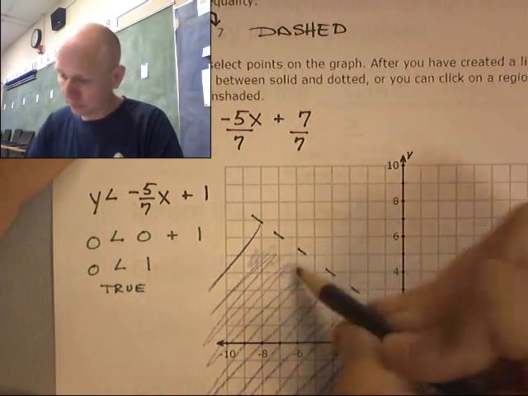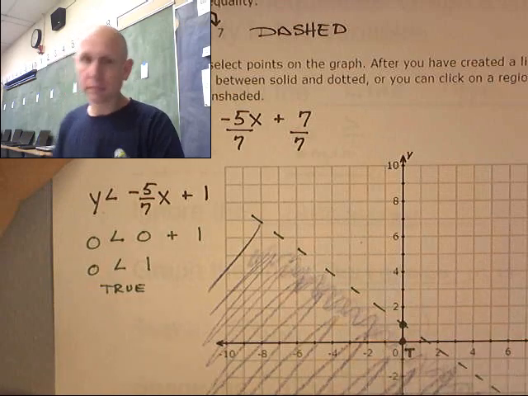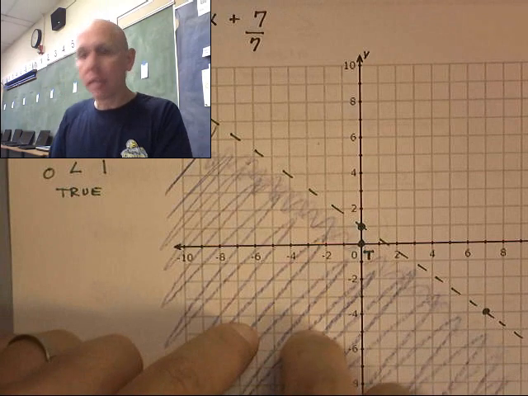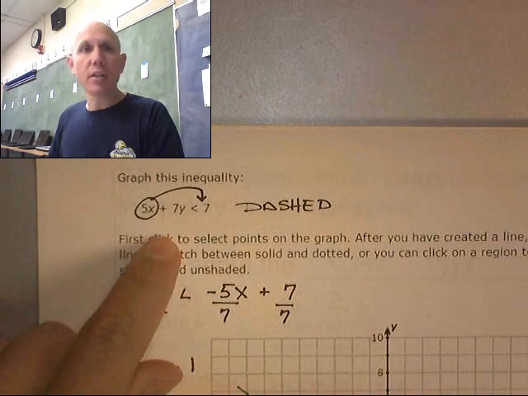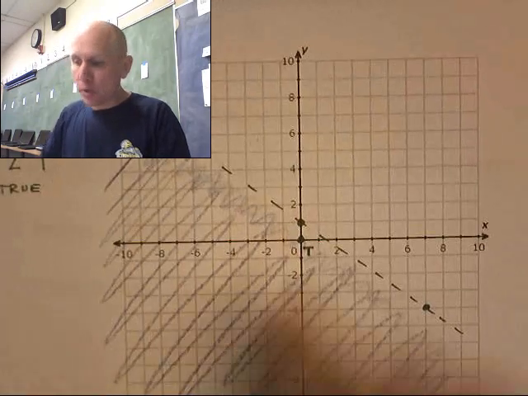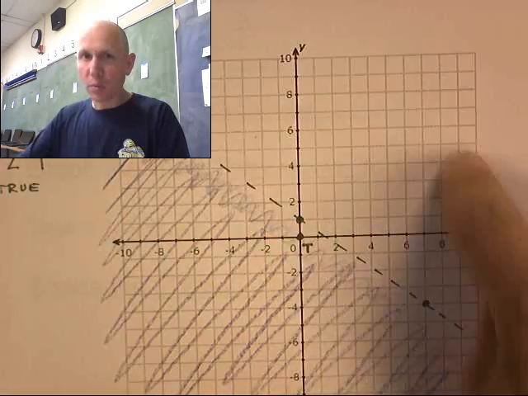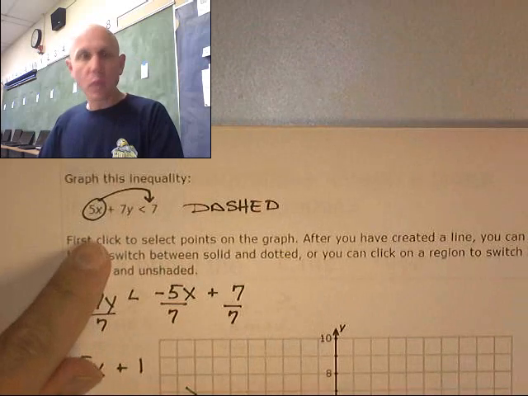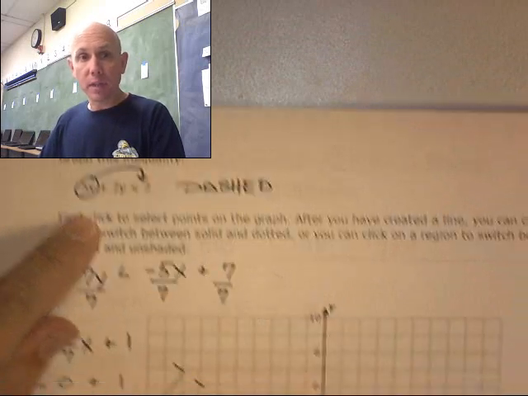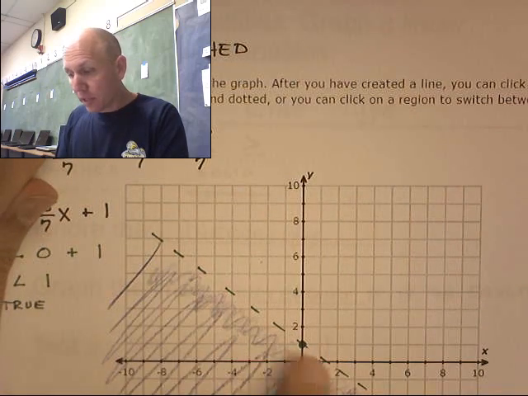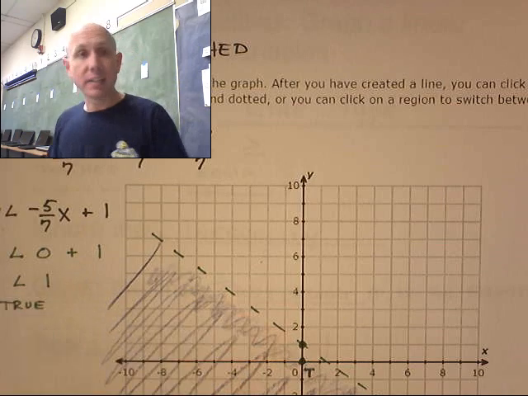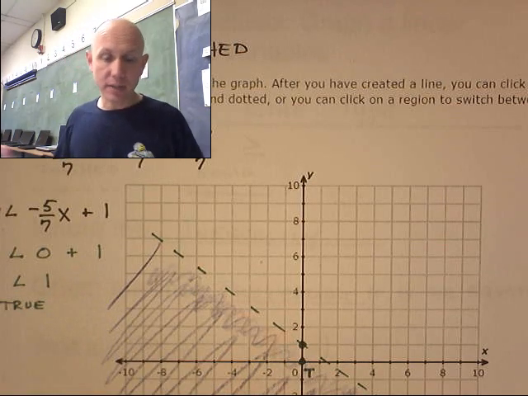There we go. What does this mean? It means that any point down here in the true region, in the shaded region, will make this inequality true. Any point up here, if you plug it into the inequality, will make the inequality false. Any point on the line itself is false, and that's because it's a dashed line. The dashed line tells us it's false.